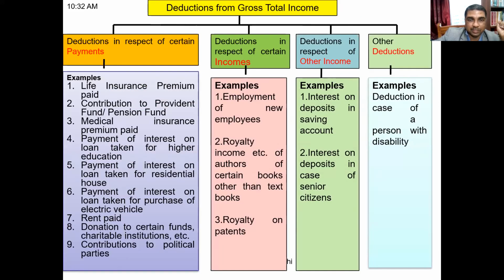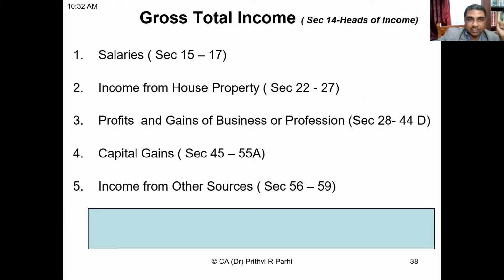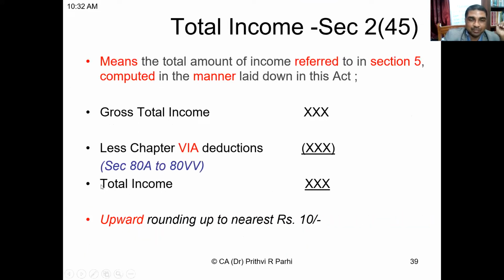Friends, when I explained the concept of total income, do you remember? Let me show you that slide. One more thing I had told you at that time. Now you see, this is how gross total income is calculated. Now, total income. Can you read the last line here? Upward rounding up to nearest rupees 10. That means your total income will be rounded up to the nearest rupees 10. So when you are saying 5 lakh and 1, that will be 5 lakh. Got it? Fine. A very valid question you asked.